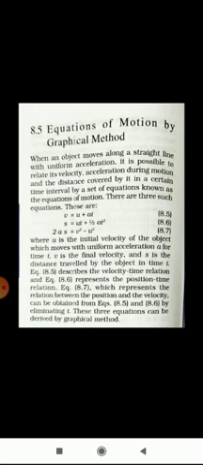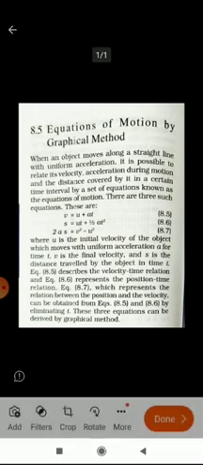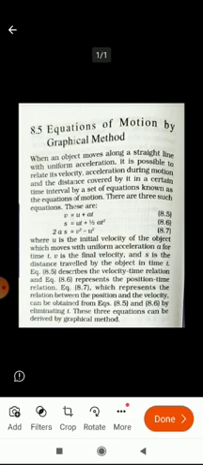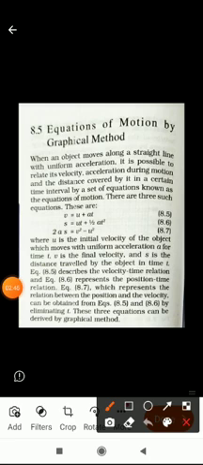Now we come to the equations. As I was explaining, u is the initial velocity of the object which moves with uniform acceleration a. For time t, v is the final velocity and s is the distance that is traveled by the object in time interval t. Here equation 8.5 describes the velocity time relation. That is, what is the relationship between velocity and time? This is your equation number 1, your velocity time relation, because you can see v and t, they are connected.